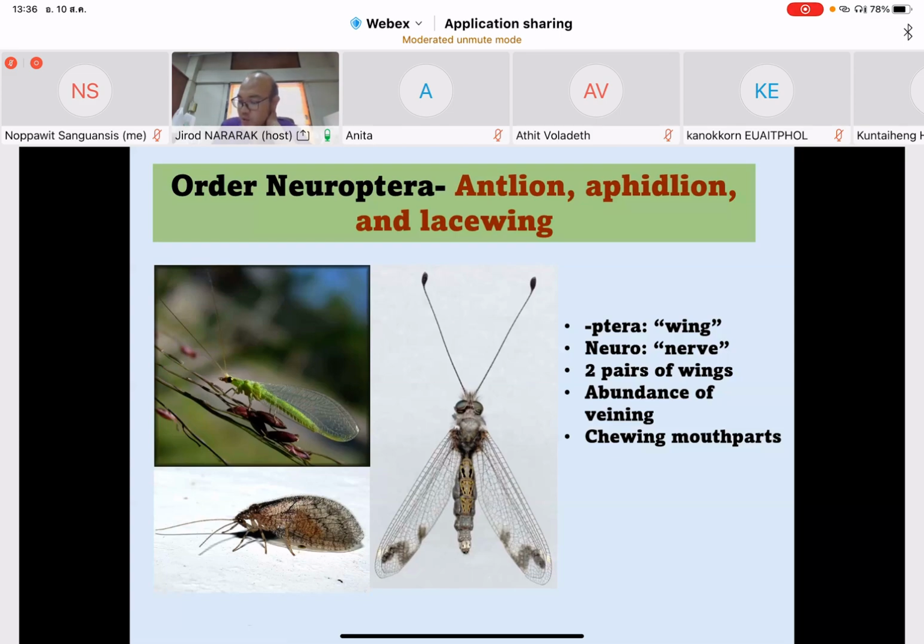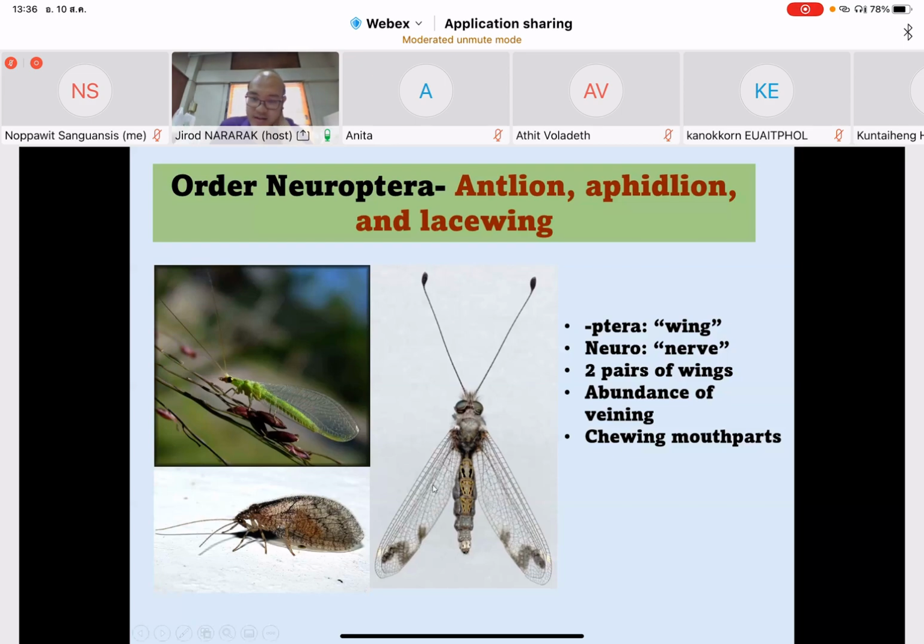But if you notice in the wings, there are all these lines, the veining in the wing. The structure looks like branches of nerves, so that's why they call it Neuroptera. It looks very similar to the Odonata.